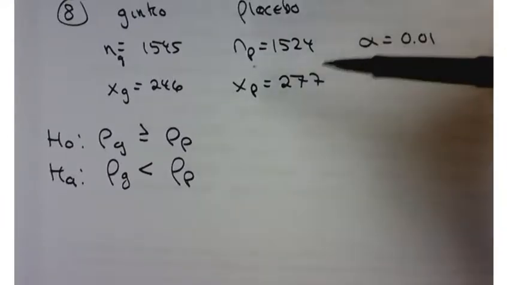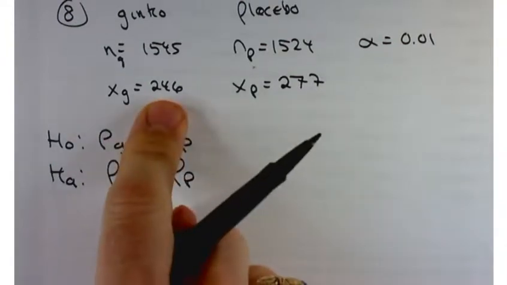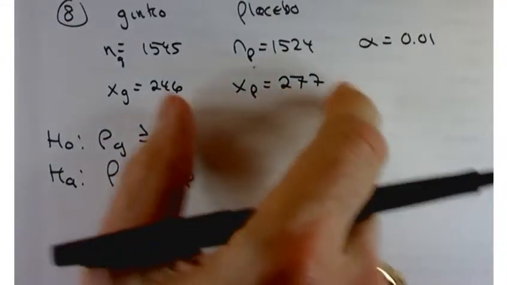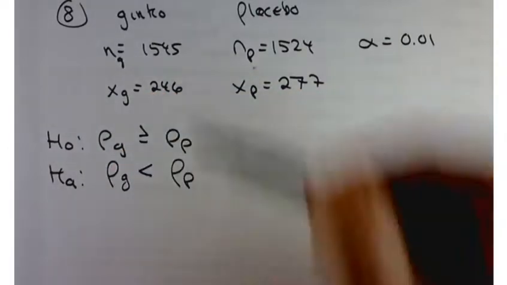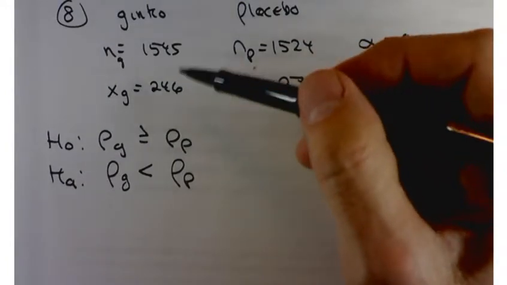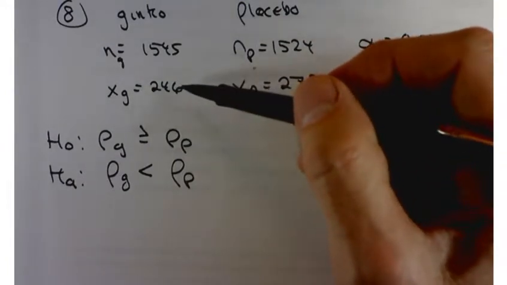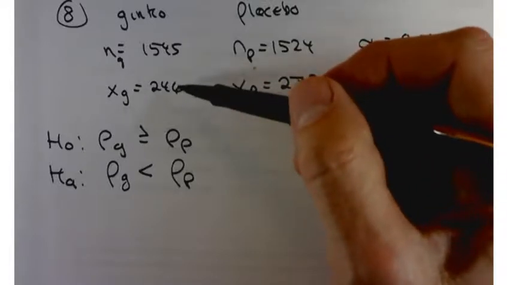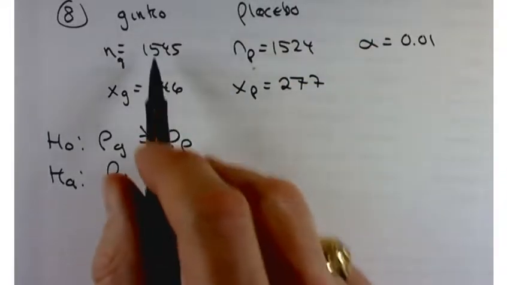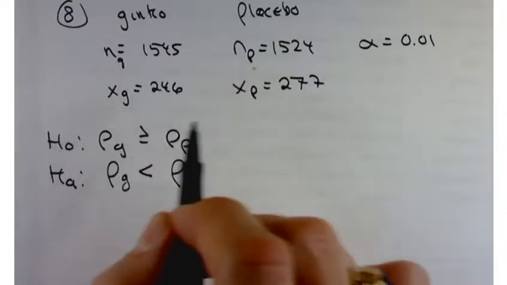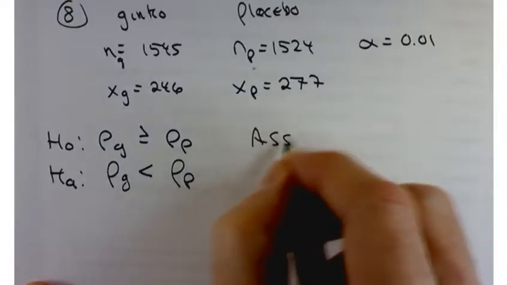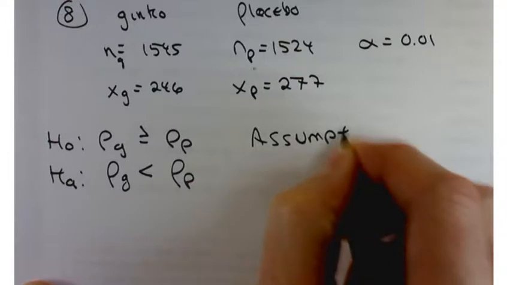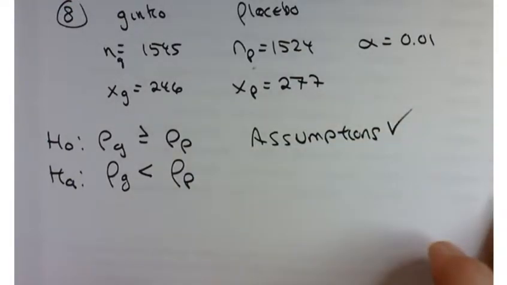Before I do my test, let's note that the number of successes and failures is at least 5 in each group. You can probably think of the number of successes as the people who didn't get dementia as opposed to the ones that did. But in any case, that number is 246 or 1,545 minus 246. Both of them are greater than 5. So our assumptions are met. Assumptions. Let's put a little check mark there. And then turn over to StatDisk on this one.